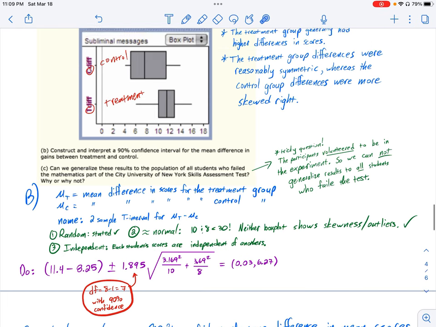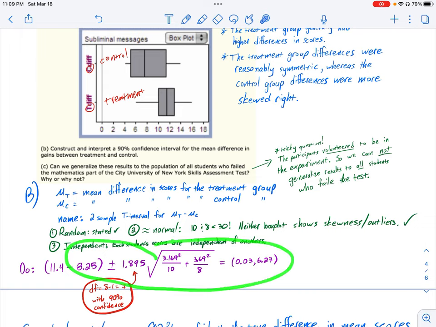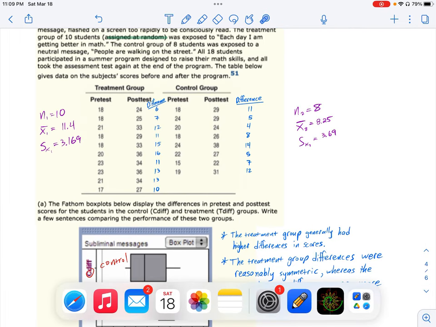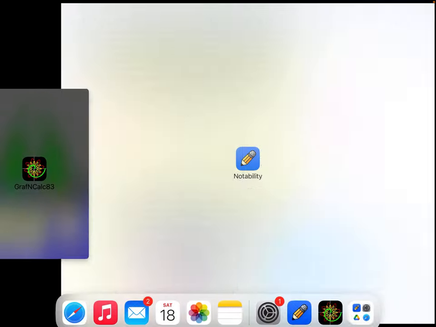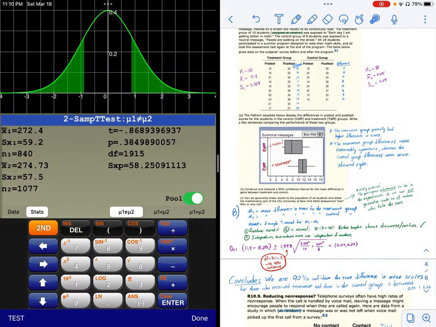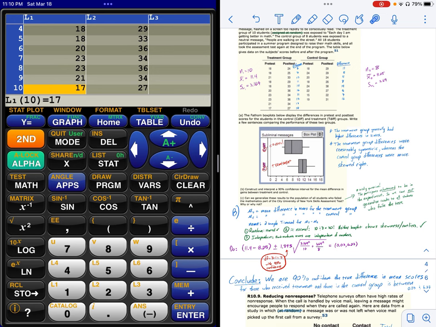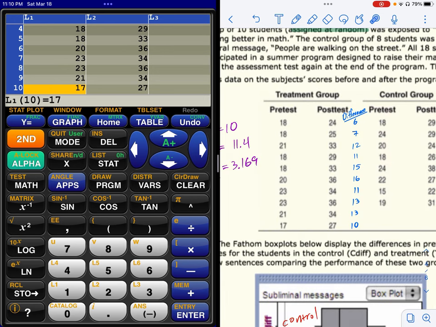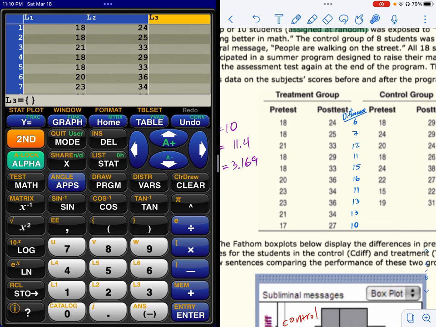All right, then doing the work. Where in the heck did I get these numbers? I took out my calculator, and I took some time and plugged them in. List 1 is the pre-test, list 2 is the post-test. For list 3 I do L2 minus L1. Like, how much did they improve?